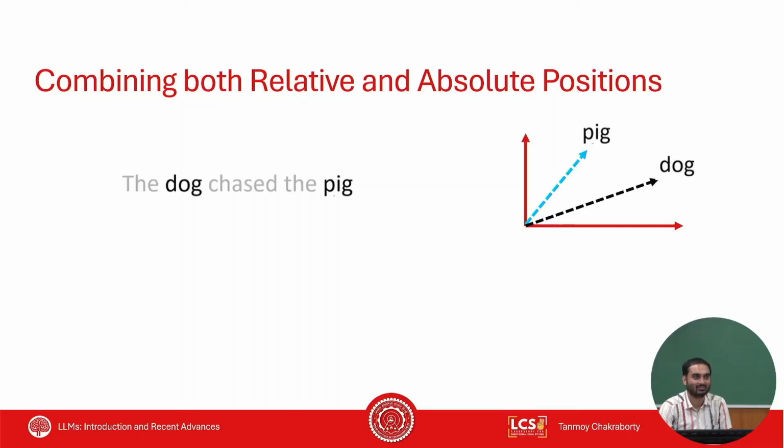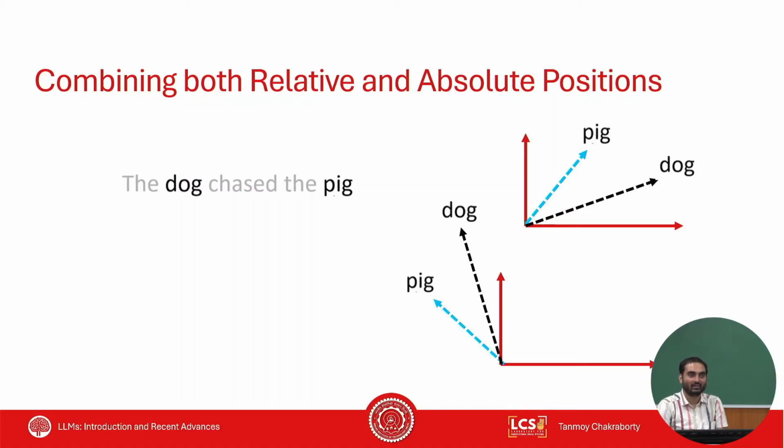What is the idea? The idea here is very interesting. The idea here is that the dog chased the pig and the pig chased the dog. The relative positions of dog and pig is the same. And how do we capture this? We capture this using the angle of these two vectors. So dog is an embedding. It is basically a vector. Pig again has an embedding, which is a vector. We look at this angle.